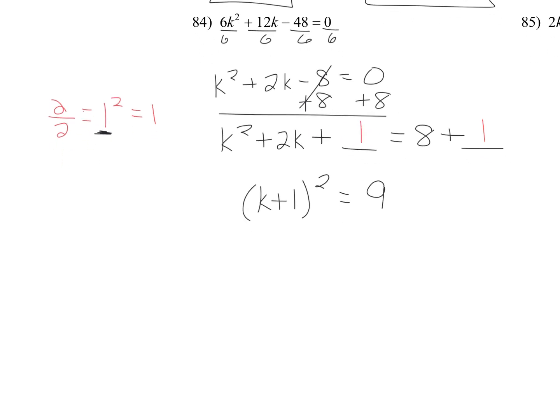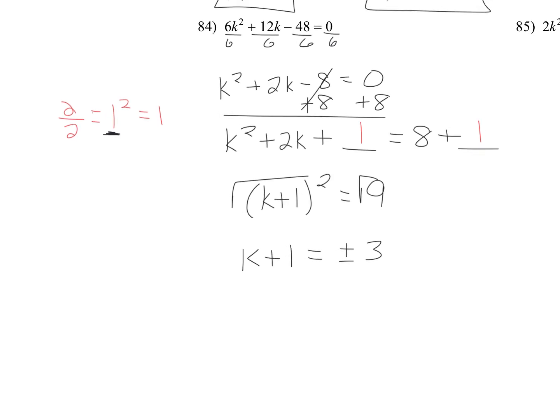Now I want to solve. What do I do from here? Square root both sides. What is left on the left side? K plus 1 equals positive or negative 3. Yep, whenever you take the square root of a number, it's always going to be positive or negative. And then last thing. Yep, so we have k plus 1 equals 3, and k plus 1 equals negative 3.